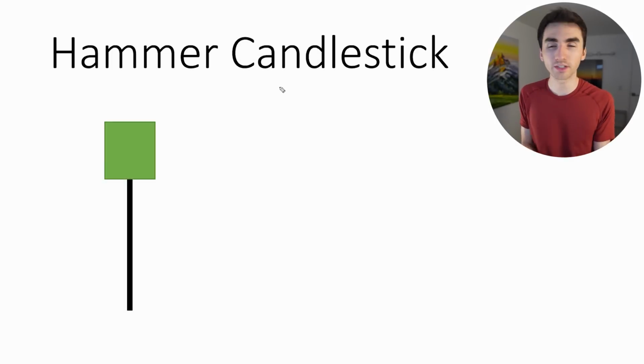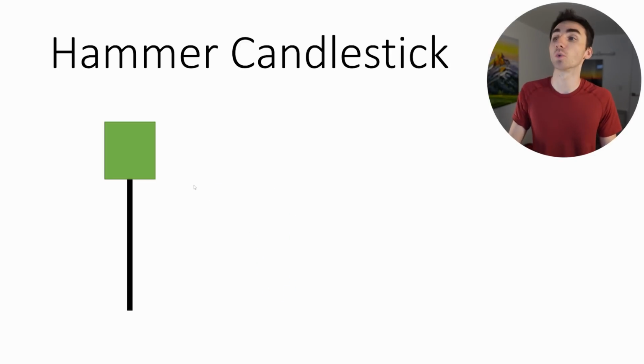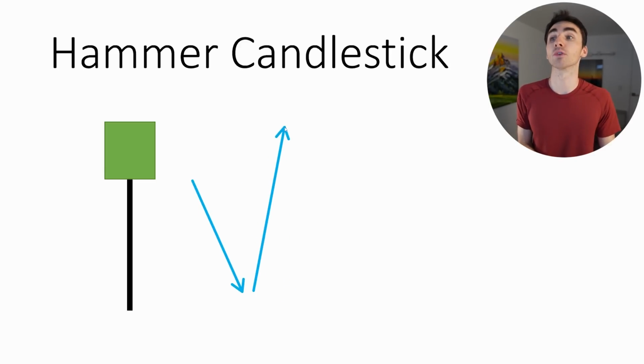Now, to go into some more advanced candlesticks, here we have a hammer candlestick. All this is saying is that the price opened up here, sold off, and then the market reversed and closed at the highs. This is a very bullish candlestick because it's telling you that the market tried to sell off and then reversed that and closed at an even higher price.